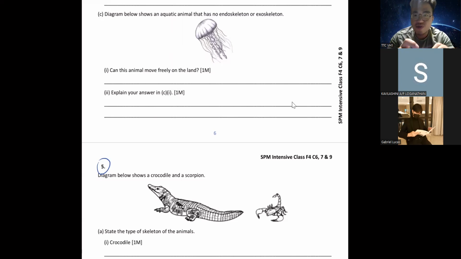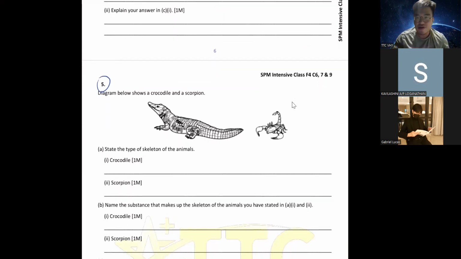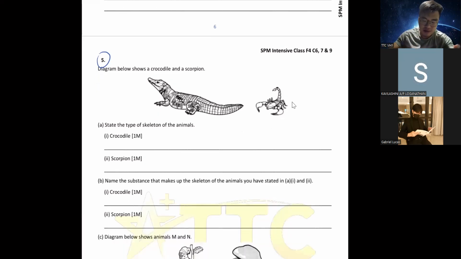Are you following? Did you manage to do all? I hope it's a yes, because this ain't too hard. Okay, so number 5. Crocodile and a scorpion. So crocodile is endoskeleton. Yes, endo. Scorpion is exo, of course. Yes. Substance that makes up the skeleton.